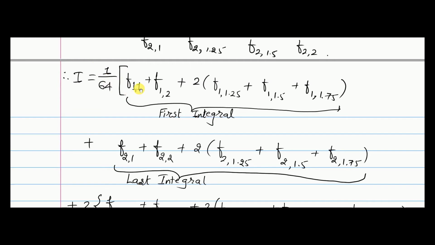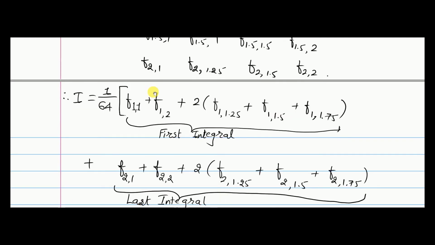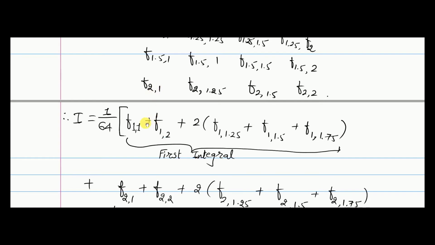Now see, f(1,1) plus f(1,2). Okay, so the extreme entries f(1,1), then f(1,2). Okay, what about the in-between entries? That will be twice f. Now see, 1 will be fixed here, then 1.25, again increment, 1.5, again increment, and you will have 1.75. Fine. So this is our first integral.